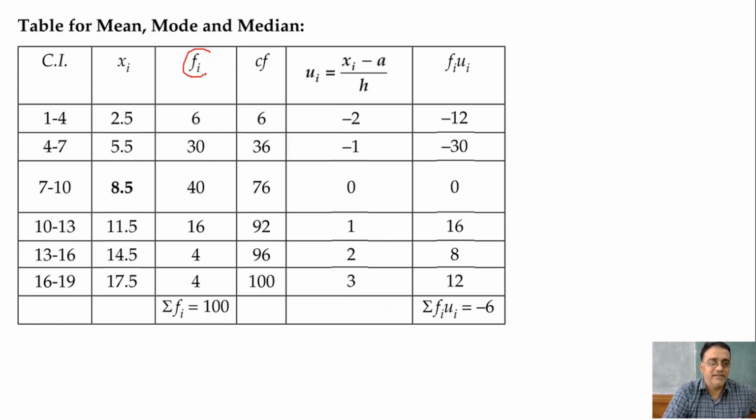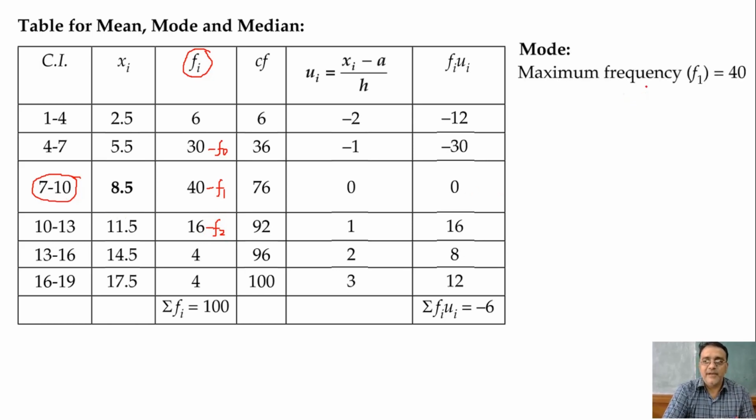ये कॉलम देखो, फ्रीक्वेंसी का कॉलम, which is the highest? 40. So this is F1 and this is the model class. Okay, and this is the F0, F1 के बाद वाला F2. ओके, और क्लास साइज है इसका 3. सो मैक्सिमम फ्रीक्वेंसी इज 40. सो मॉडल क्लास इज 7 to 10.